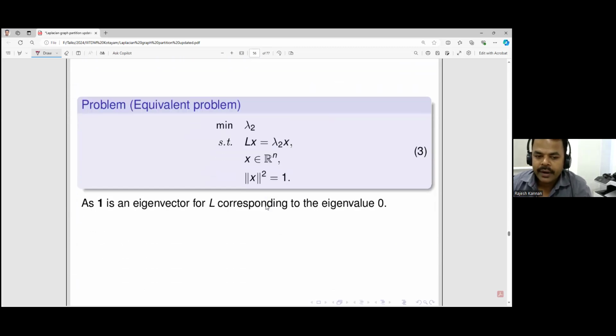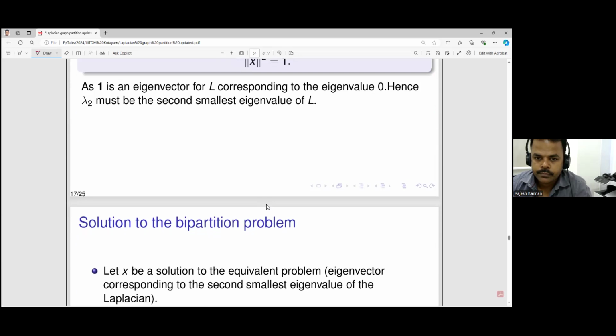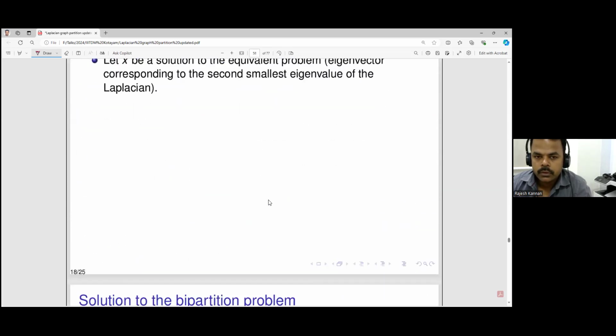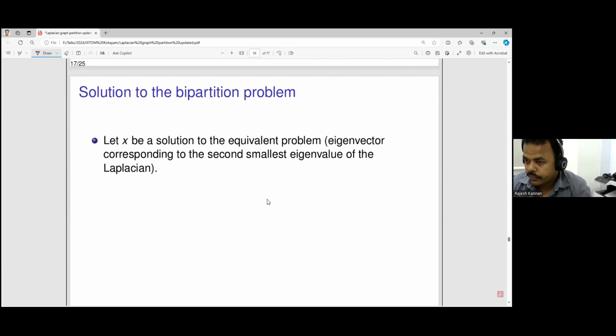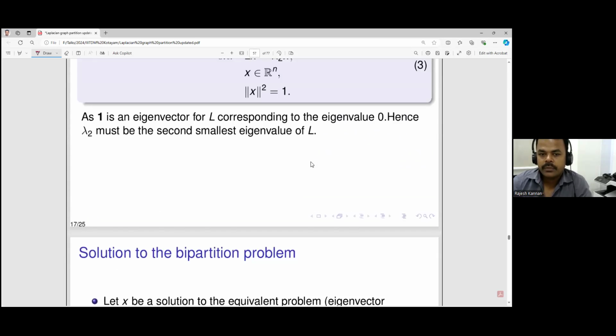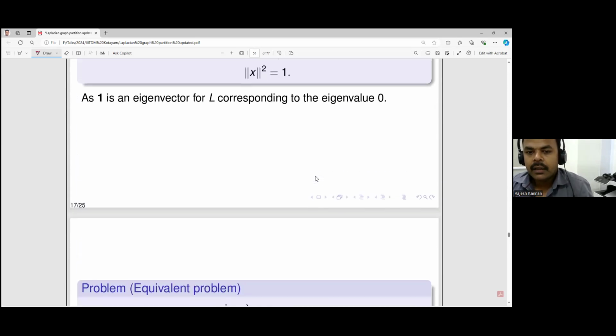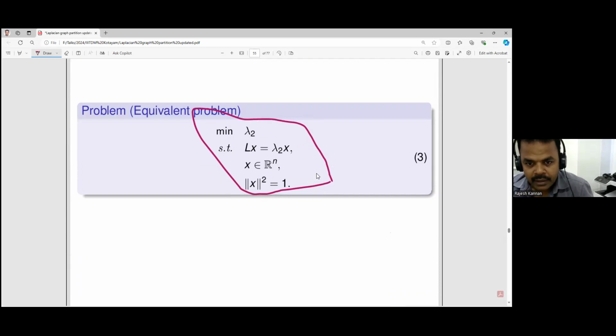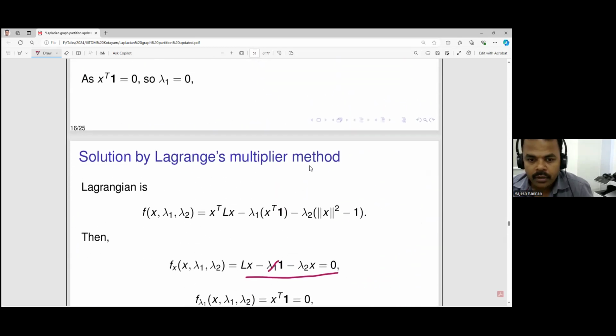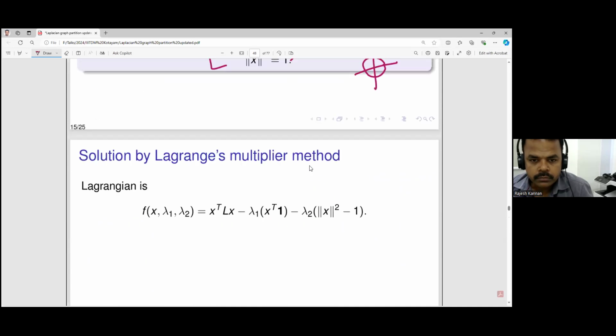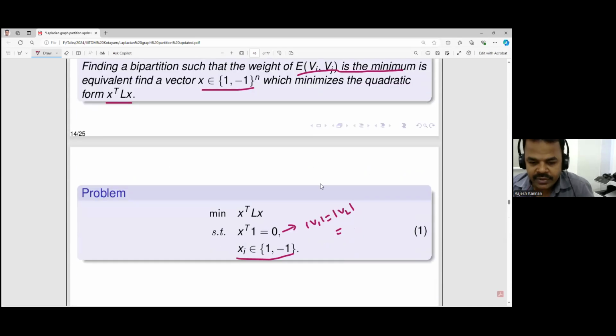Now how to find out the solution? So remember, we started with the graph. We have computed the Laplacian, and corresponding to the Laplacian, we have figured out that minimization problem. This x transpose Lx, the minimum will be obtained for... wait, what's the problem? Let me go back to the problem. Okay, for the relaxed version, the minimum we are getting is lambda 2.